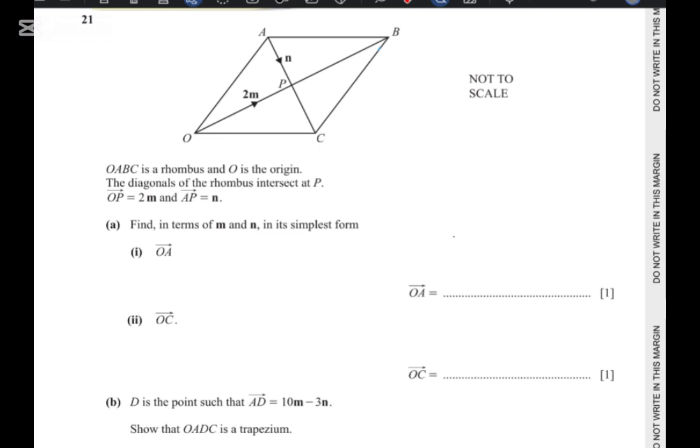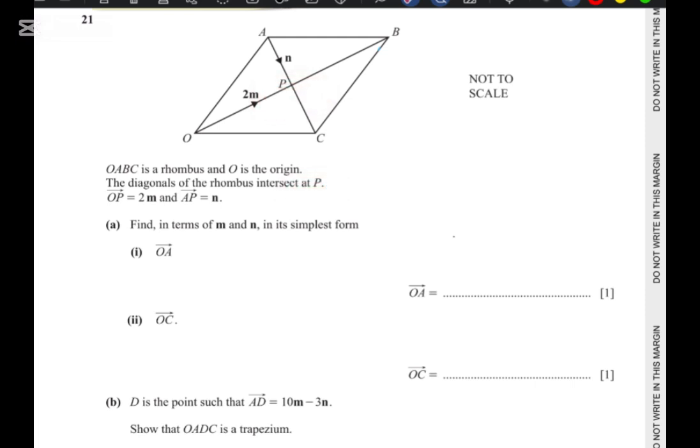Question number 21. It's a question from vectors. OABC is a rhombus and O is the origin. So this is the origin and it's a rhombus. A rhombus has all sides equal and the diagonals bisect each other. The diagonals of the rhombus intersect at P. They are intersecting at P.